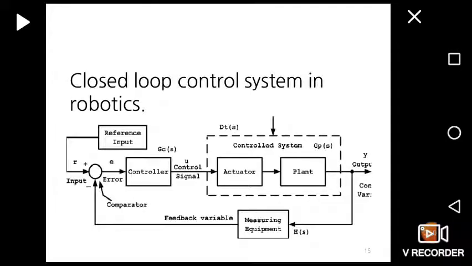Next, closed loop control. In closed loop control, a feedback is there. It measures the position of the output and compares it with the desired position, and based on the error, the controller gives the corrective action for the actuator.